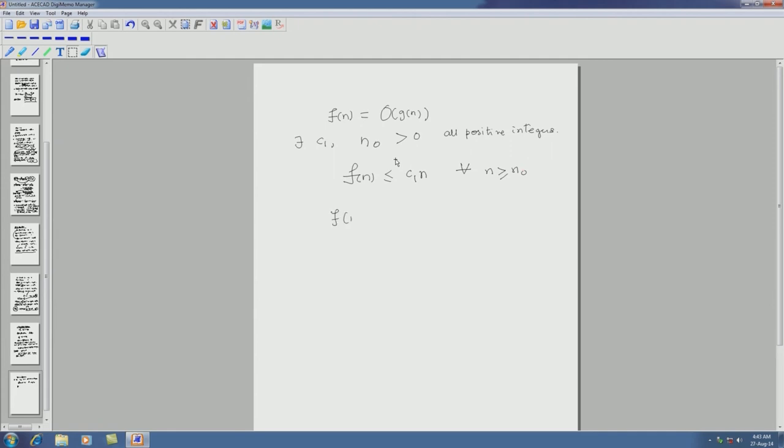And we say f n is equal to capital omega g n. Just one correction in the previous statement, we have to say that this is less than or equal to C 1 g n, all right. And f n is capital omega g n if there exist C 1 and n 0 greater than 0, such that f n is greater than or equal to C 1 g n for all n greater than or equal to n 0.